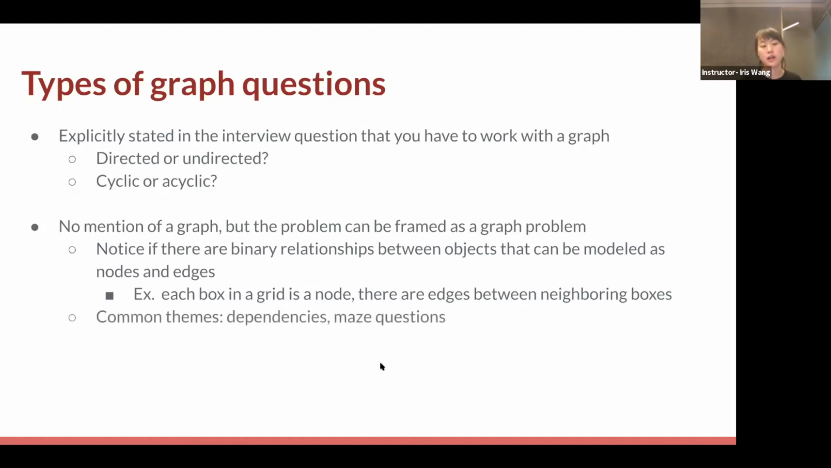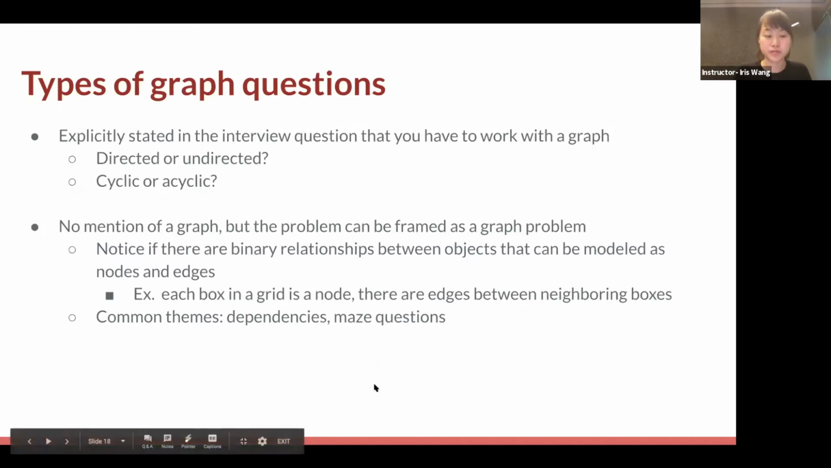A lot of common themes I've seen in graph questions are dependencies. When they ask about dependencies, in your head you should think, hey, this is potentially a graph problem. Also, maze questions are really common, and those tend to be problems that can be solved with a BFS or DFS. So maze questions can basically be viewed as a graph problem.